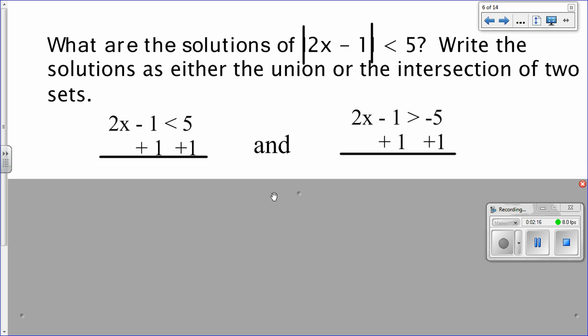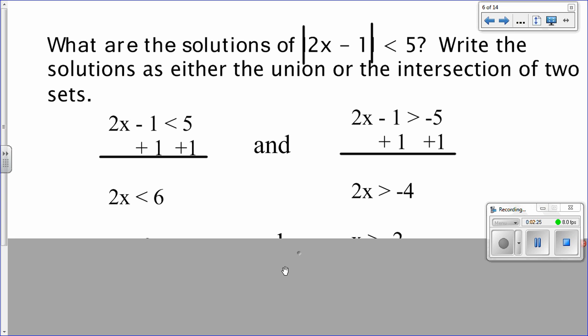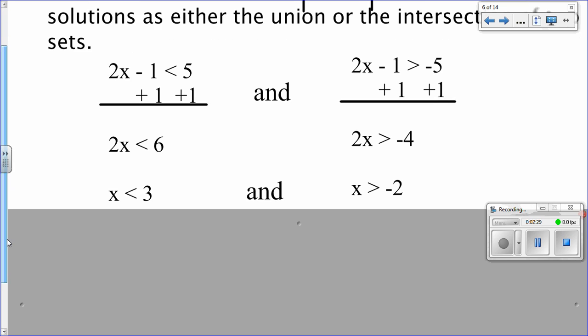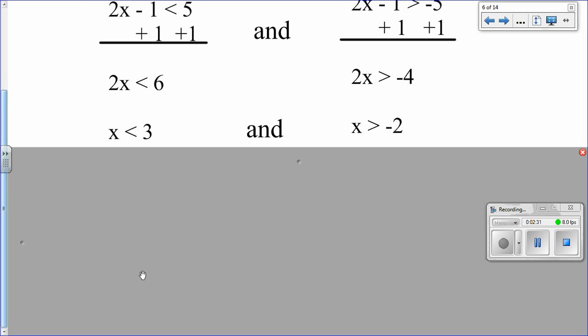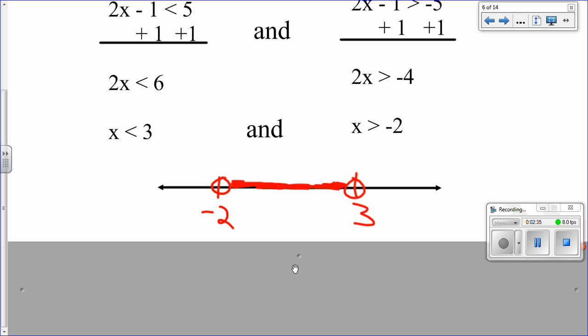Add 1 to both sides. On the left we get 2x is less than 6. On the right we get 2x is greater than negative 4. Divide each side by 2. And our answers are x is less than 3 and x is greater than negative 2. To graph it, open circles at negative 2 and at 3. Because the word and is used, we're going to be shading in between.